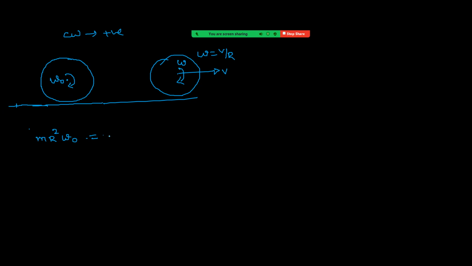So I am writing m into v into r. Rotation is still clockwise, so it is again positive. M r square, and in the place of omega, it is v by r. Now simplify. M r gets cancelled. V plus v, this is 2v. That means the V value is R omega naught by 2.